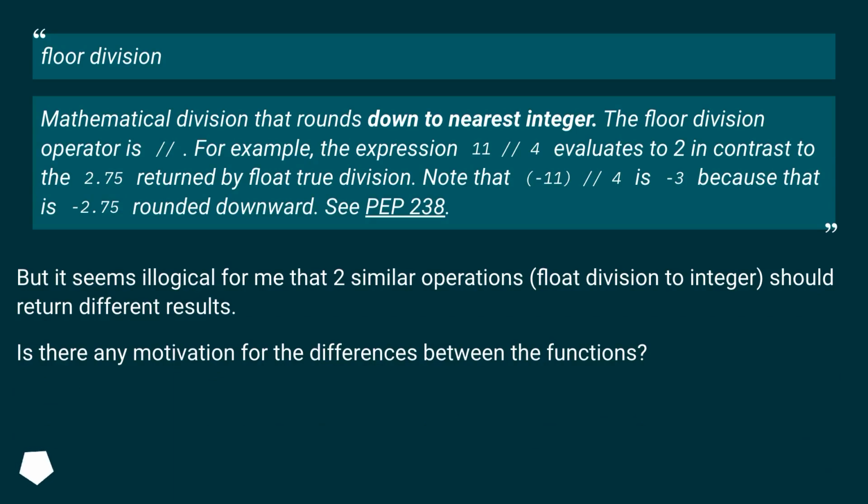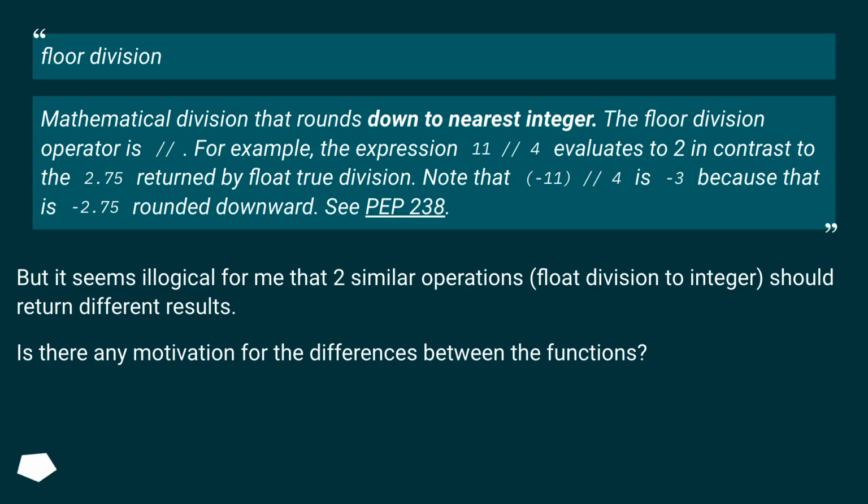floor division, mathematical division that rounds down to the nearest integer. The floor division operator is //. For example, the expression 11//4 evaluates to 2 in contrast to the 2.75 returned by float true division. Note that -11//4 is -3 because that is -2.75 rounded downward. See PEP 238.